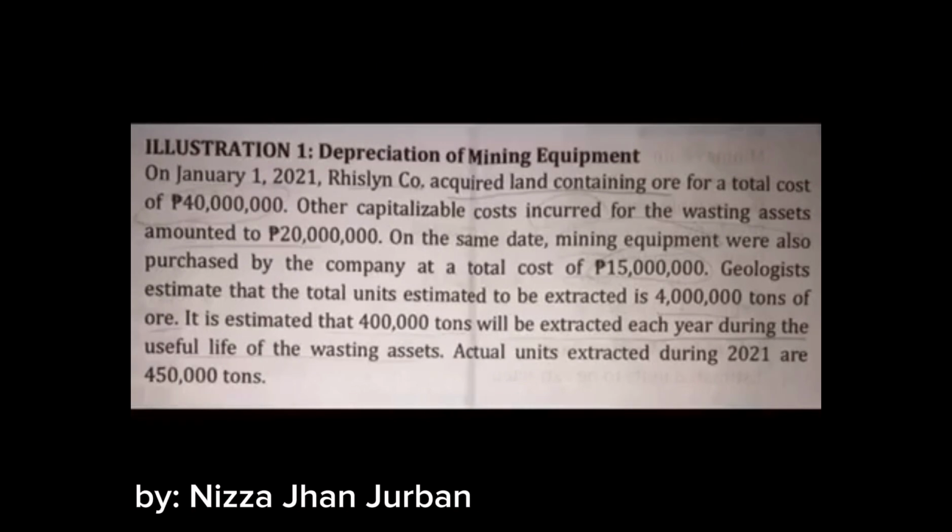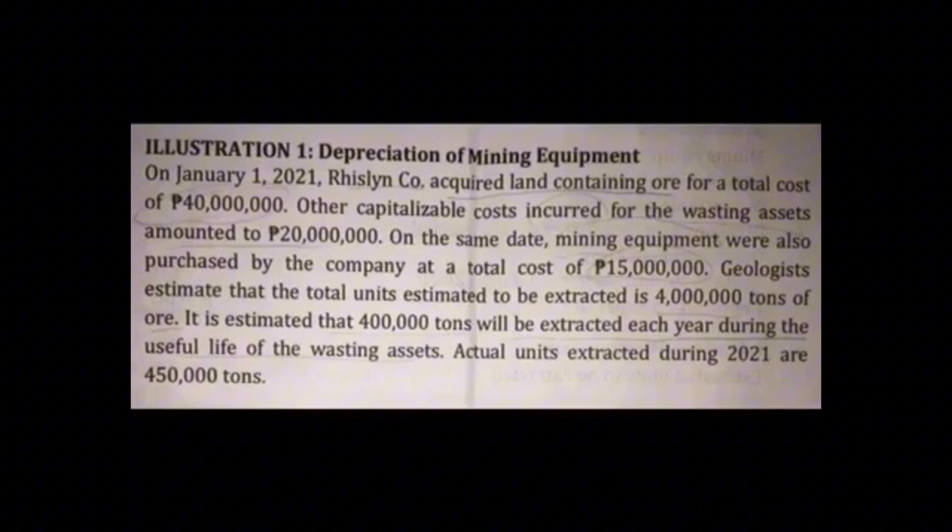Illustration 1. Depreciation of mining equipment. On January 1, 2021, Risland Corporation acquired land containing ore for a total cost of 40 million pesos. Other capitalizable costs incurred for the wasting assets amounted to 20 million pesos. On the same date, mining equipment were also purchased by the company at a total cost of 15 million pesos. Geologists estimate that the total units estimated to be extracted is 4 million tons of ore. It is estimated that 400,000 tons will be extracted each year during the useful life of the wasting assets. Actual units extracted during 2021 are 450,000 tons.